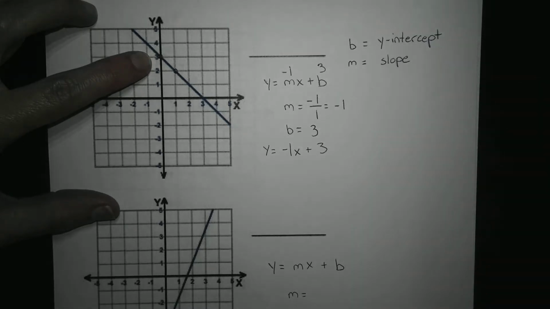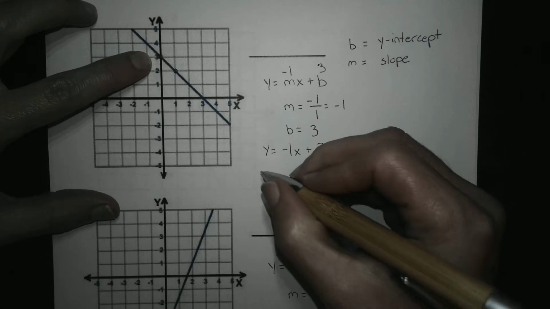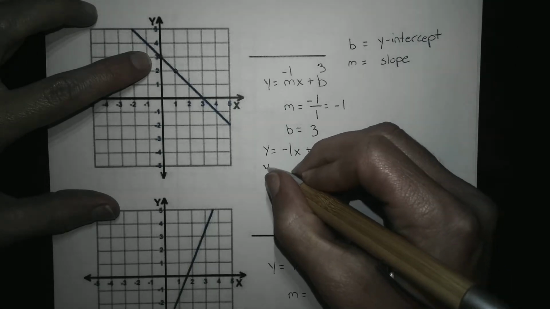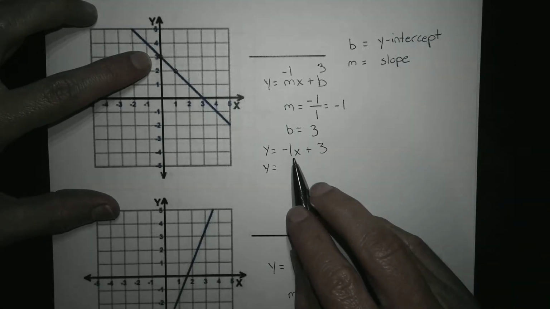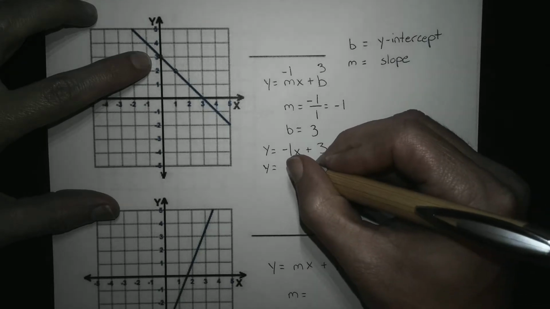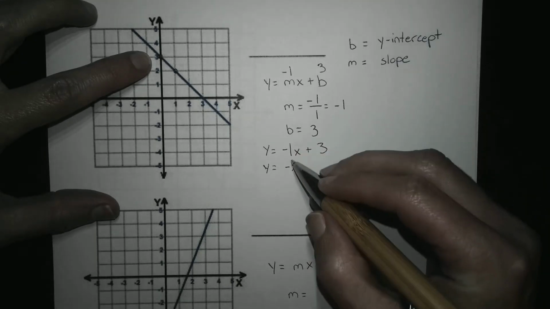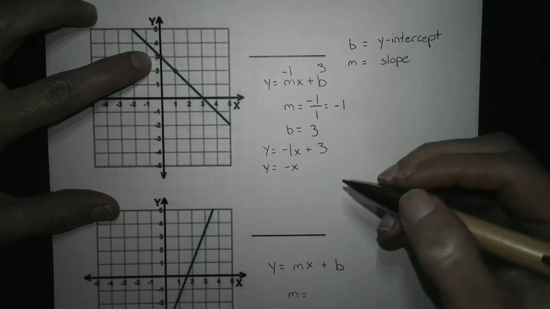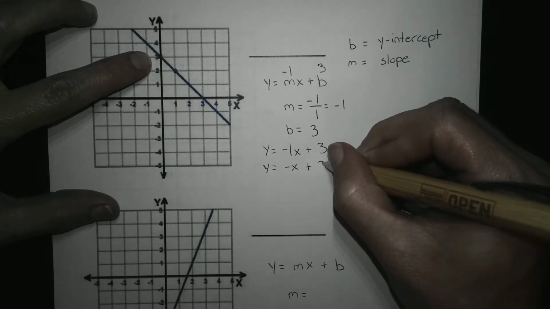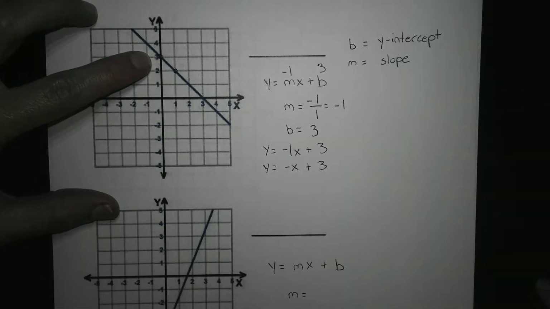Now in this case, you may see it like this, but you also probably would need it simplified a little bit. They write it where you don't need negative 1x. You just have a negative x, because negative 1 times x would be negative x. And plus 3. And that's how you do that one.